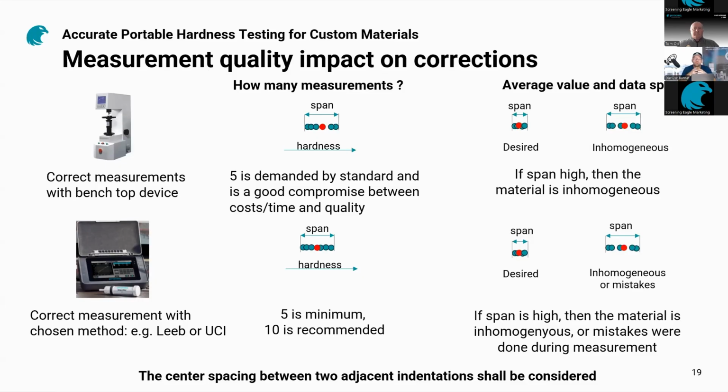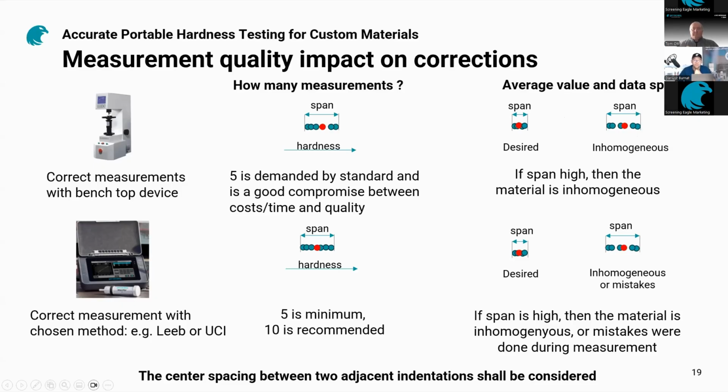Then when we compute the average values, one thing I want to highlight is what is desired: a close average, where the single data point is very close to its average, so the span is very low. What is not desired is a big data span, as you see here, which might indicate that, for example, the test piece you have selected is simply inhomogeneous.